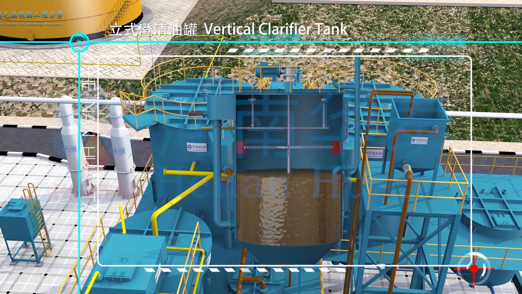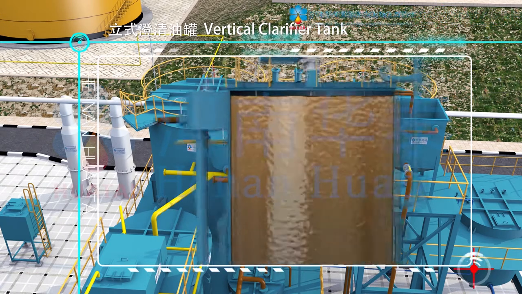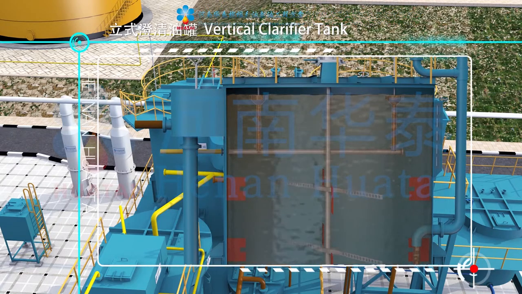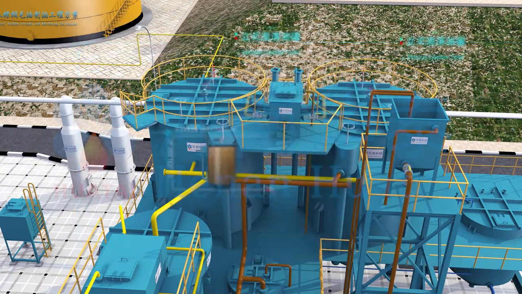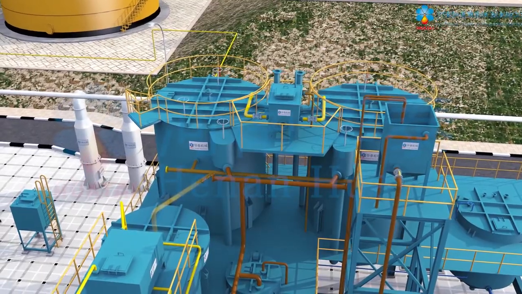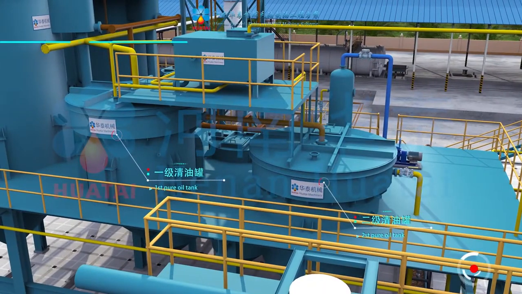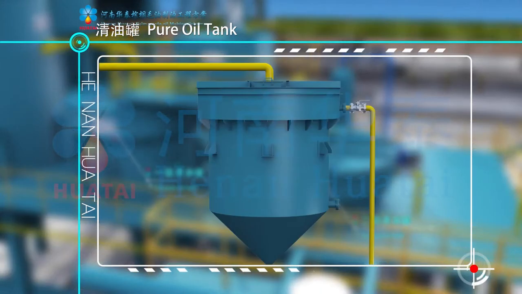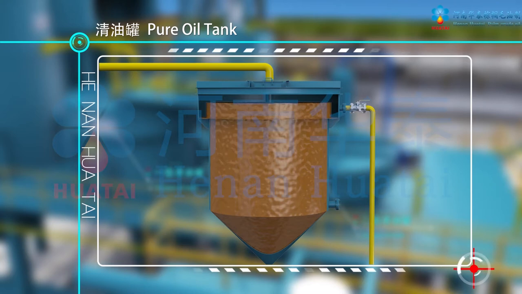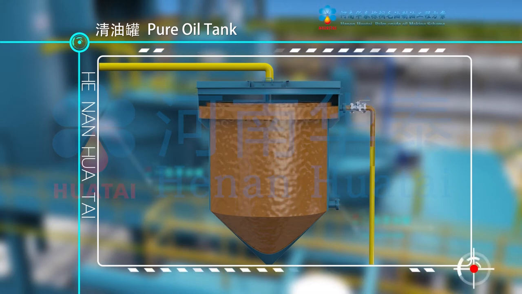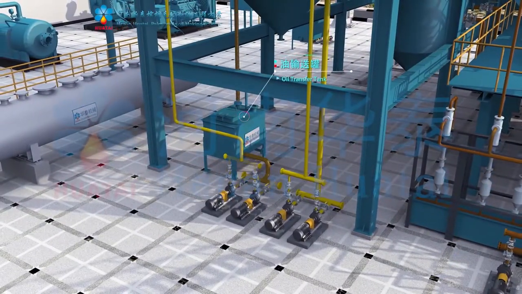Through heating, stirring, and settling treatment, clear oil stays up. Dirty oil and water settle down. Clear oil goes through the oil skimmer, enters the pure oil tank. After oil enters the first stage clear oil tank for heating and precipitation, it overflows to the second stage clear oil tank for reprocessing. Clear oil overflows into the oil transfer tank.